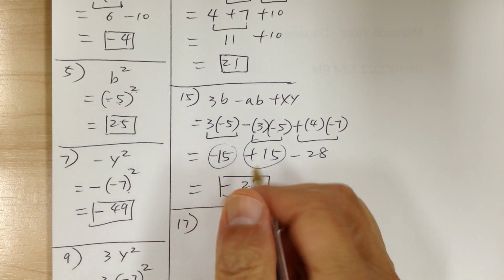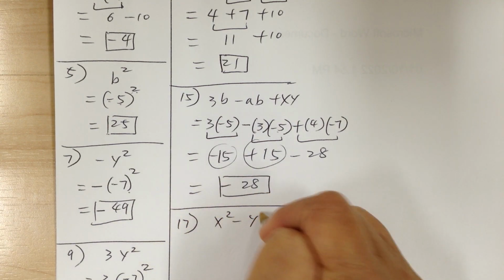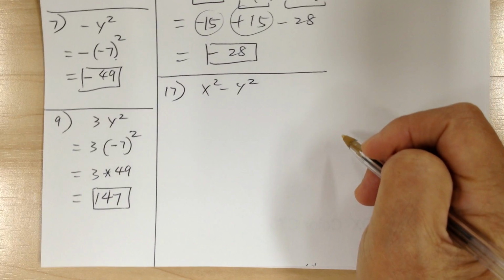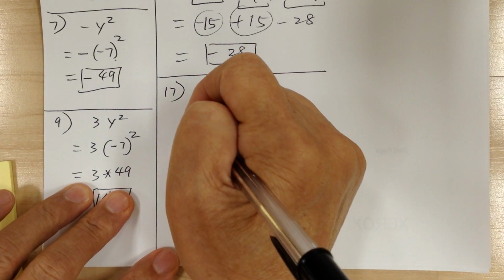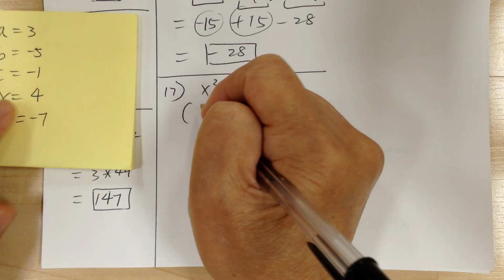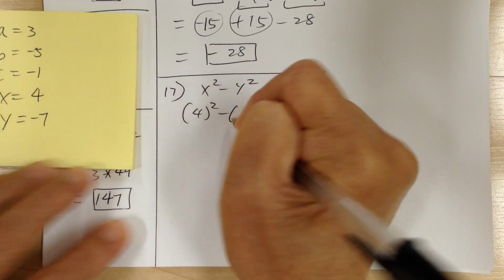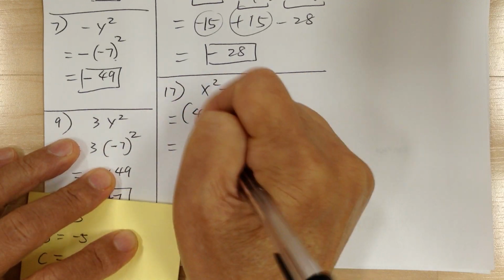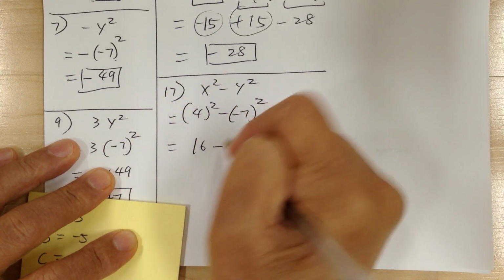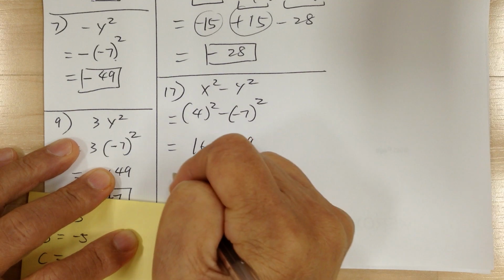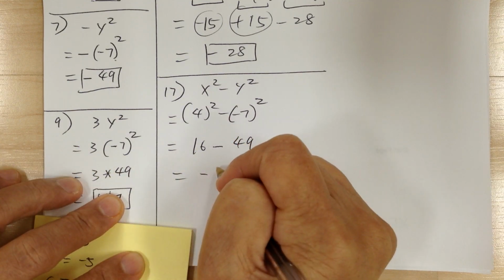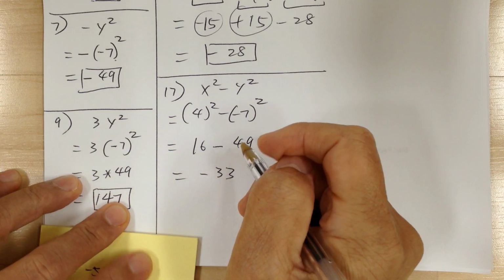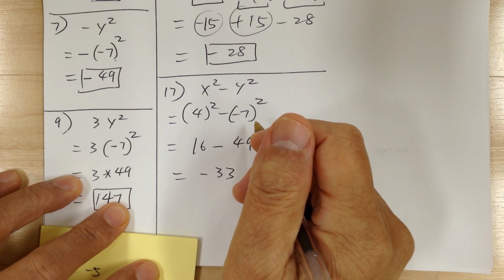17, we have x squared minus y squared. Over here the x is 4, y is -7. Let's go and square that. 16 minus, this would be 49, and so this will equal -33.